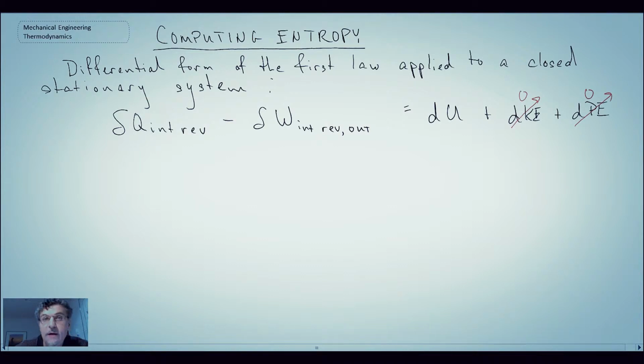And looking at the internal reversible work coming out of the system, let's say that the system could expand. It could be a piston cylinder device, for example. And so in that case, we may have boundary work.